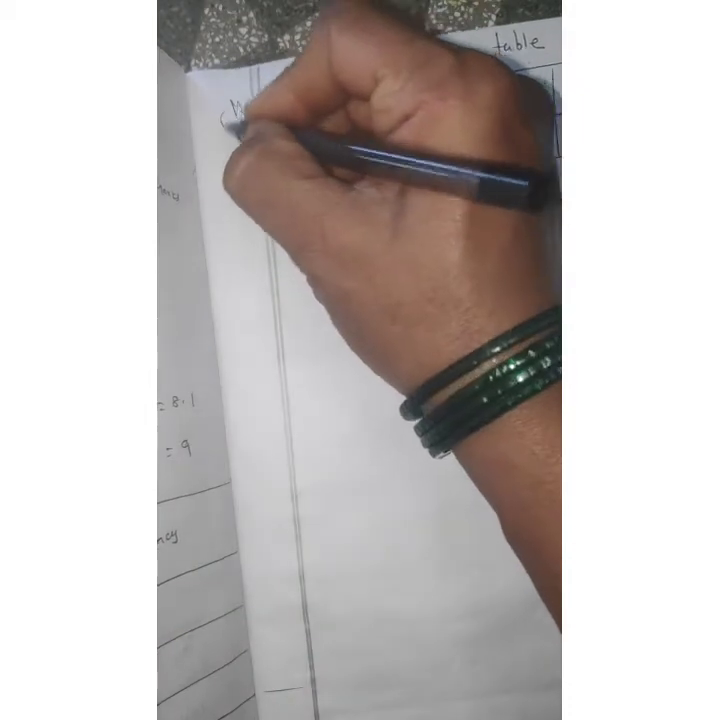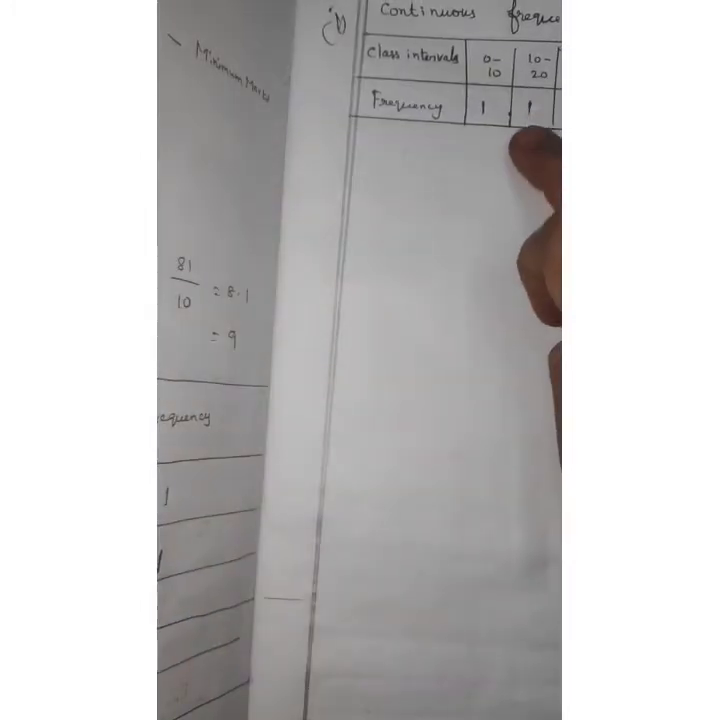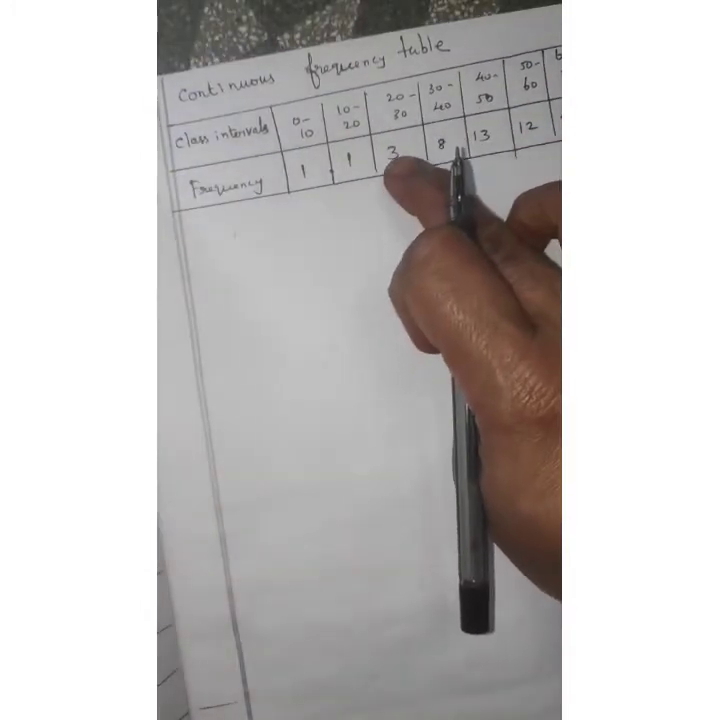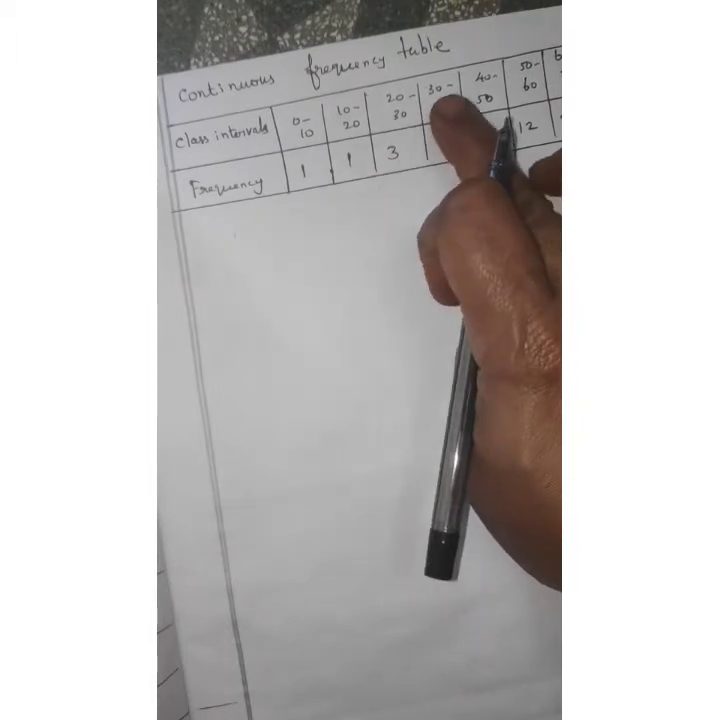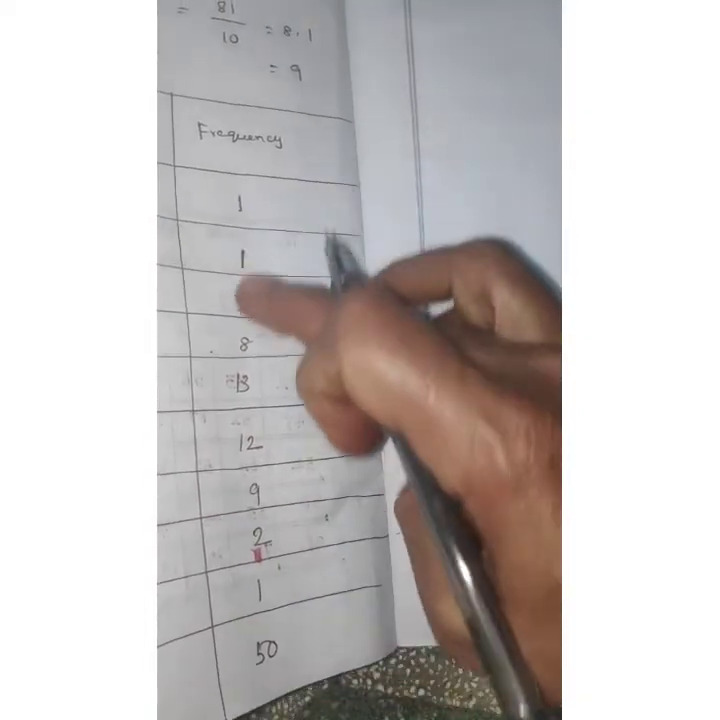The first question is asking for a frequency table. Class interval 0 to 9: how many frequencies? 1. 10 to 20, 1. 20 to 30, write in the tabular column, 3. 30 to 40, 8 students. 40 to 50, 13 students. 50 to 60, 12 students. 60 to 70, 9 students. 70 to 80, 2 students. 80 to 90, 1 student. Whatever numbers you write become the class intervals and frequencies. This is the frequency table.